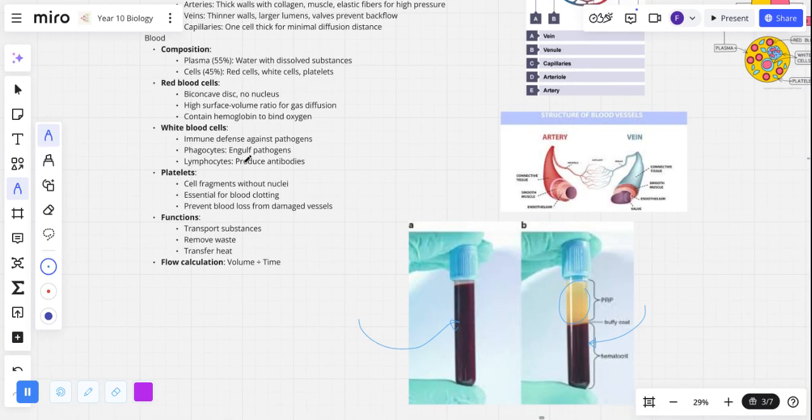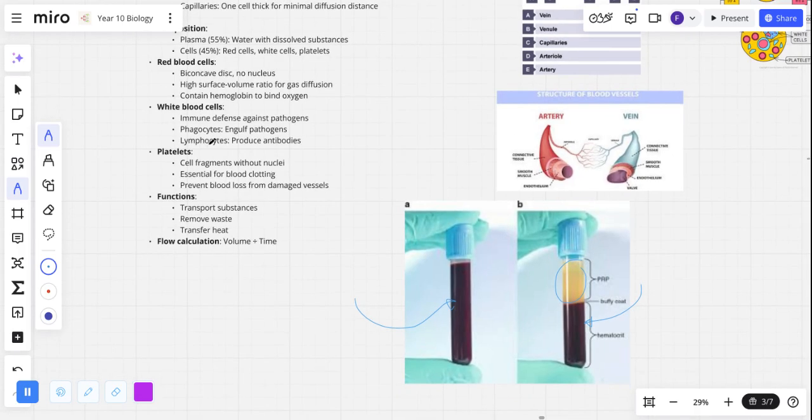White blood cells, immune defense, right? They engulf viruses and bacteria, and one type is called a lymphocyte. The phagocytes engulf, it's called phagocytosis. They engulf pathogens. Lymphocytes produce antibodies. They are proteins, and one of my favorite ones is antivenom. So if a snake bites you, their venom is a protein. And if you have antibodies, they bind to that protein and stop the venom working.